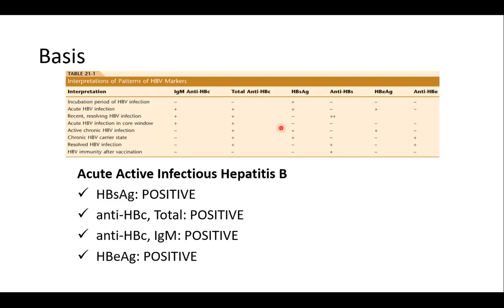The basis of our diagnosis is the patient's hepatitis profile. First is the hepatitis B surface antigen, which is positive, and the hepatitis B core antibody total, which is positive, and the hepatitis B core antibody IgM, which is positive also, and the hepatitis B e antigen, which is positive also. As the table shows, the hepatitis B infection correlates with the patient's hepatitis profile results, so we diagnose this as acute active infectious hepatitis B. Next slide, please.